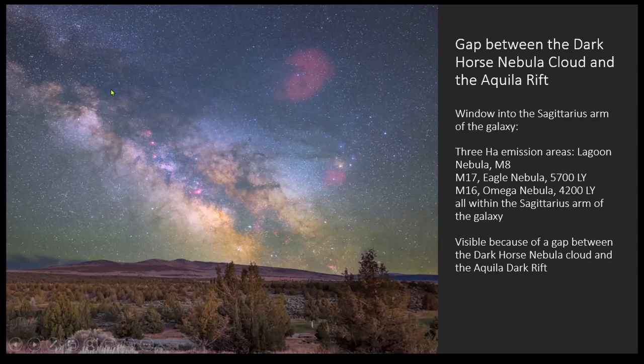So if the Great Aquila Rift was just down this way a little bit, it might be hiding some of those nebulae, at least at optical wavelengths. So I just thought that was interesting that we have that little window between those two dark clouds, just how things work.